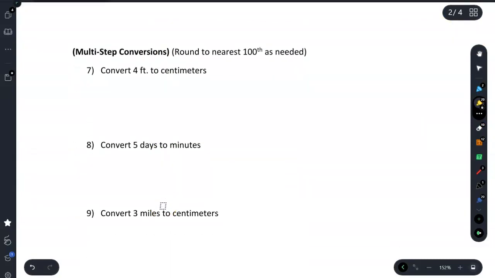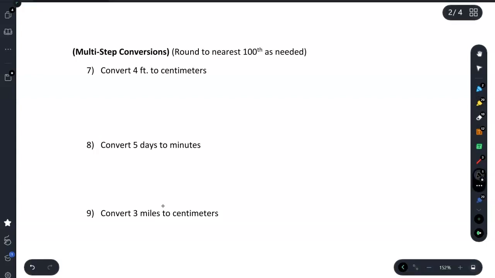And now we're going to move on to something that's a little bit tougher. These are going to be multi-step conversions. We're still going to round to the nearest hundredth. I'm still using the same conversion chart that I had above, but the process is going to be multiple steps, and I'll show you what I mean with this very first one.